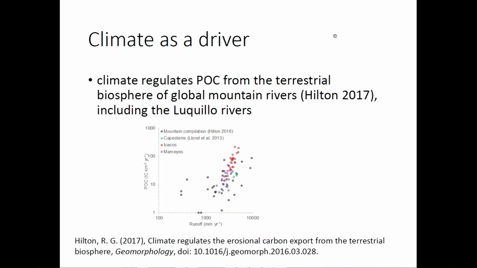All right, so the main thing, and this has been published recently, is the role of climate as a terrestrial biosphere driver of the removal of the POC. In this plot we're looking at runoff compared to POC, and we've got Bob Hilton's collection of mountain rivers here as black, the Capostete as the green, and then our samples are the purple and red. You can really see, as we would expect, higher runoff, higher POC. So higher yields with higher runoff have higher POC. Let's continue on.